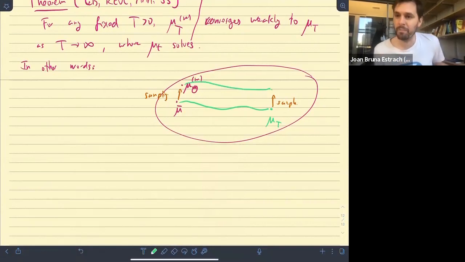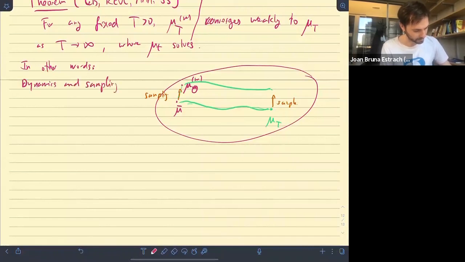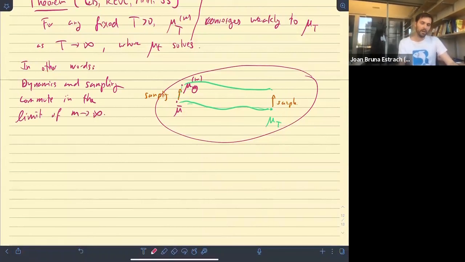So what we are saying is that this diagram in the limit commutes, right? If I first evolve and follow this path, and then I sample, let's say many, many particles, I will get the same thing as if I first sample and then evolve. So in other words, dynamics and sampling commute in the limit of m going to infinity. All right. Any questions about this?